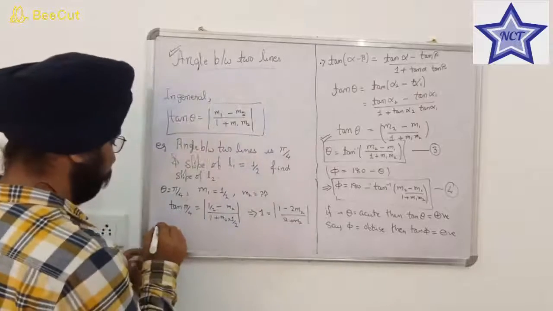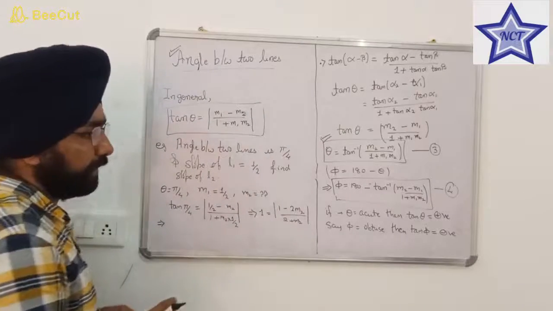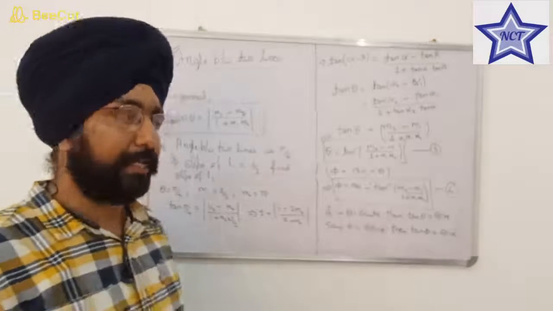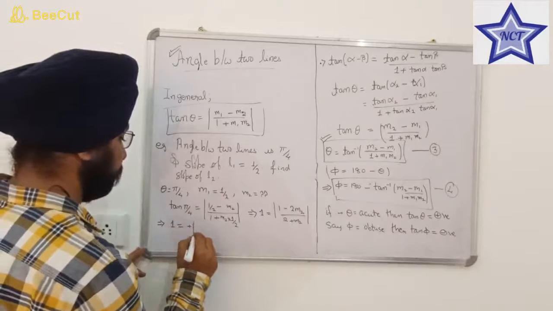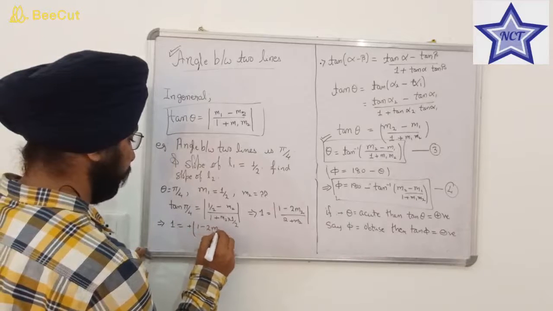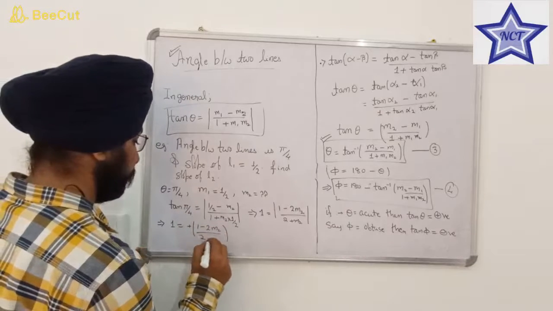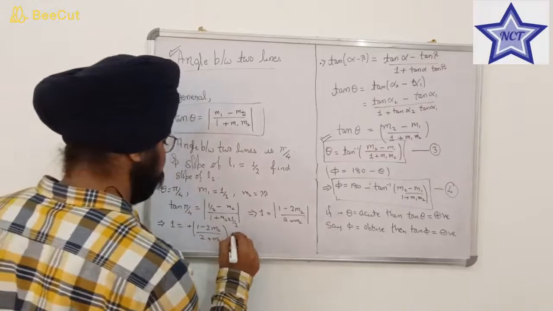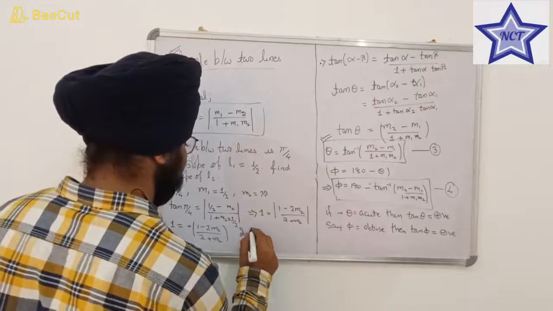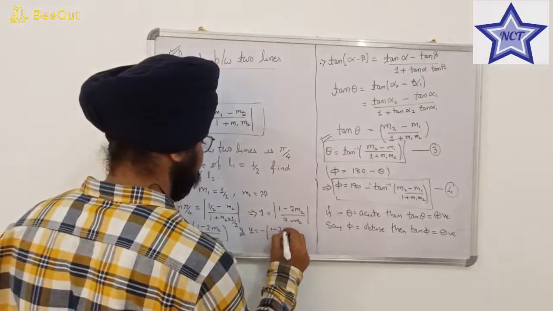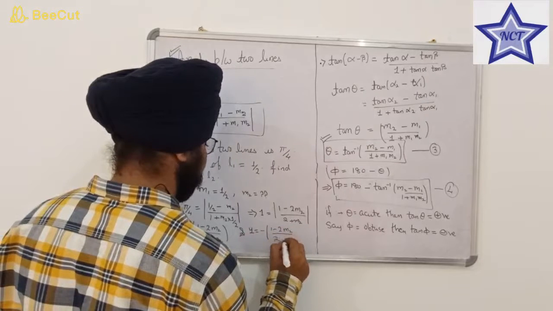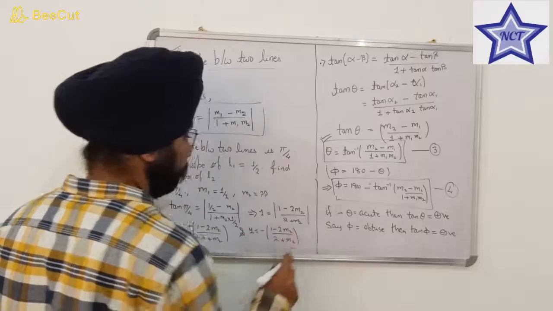As we know, mod gives two values, one positive and another negative. First let us consider the positive value, plus (1 minus 2m2) upon (2 plus m2), and in the second case let us consider the negative value, that is minus (1 minus 2m2) upon (2 plus m2).